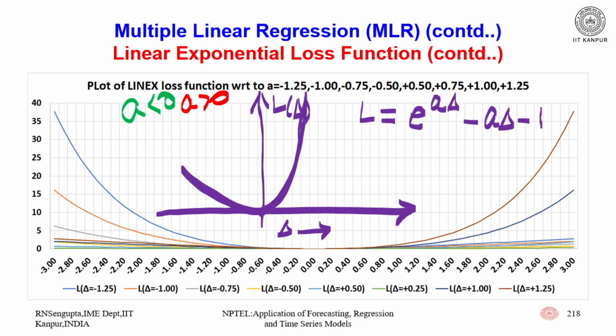For a positive, again I am repeating, a positive, delta positive, the exponential part was dominating in the first quadrant. A positive, delta negative, the linear part dominated the exponential part in the second quadrant, and a positive means the red color. With a negative, which is the green part, the characteristics are just reversed. That means, in the first quadrant the linear part will dominate, in the second quadrant the exponential part will dominate.